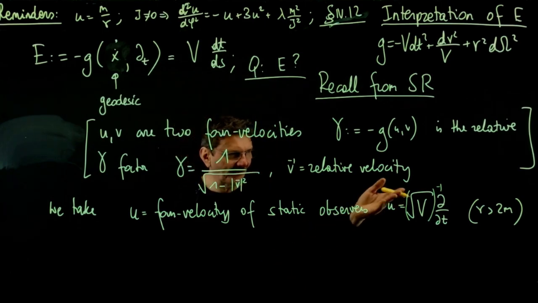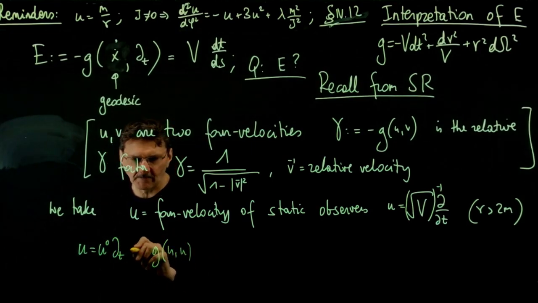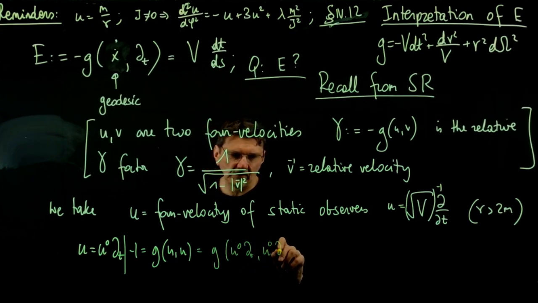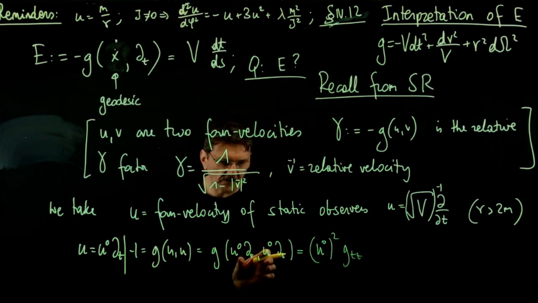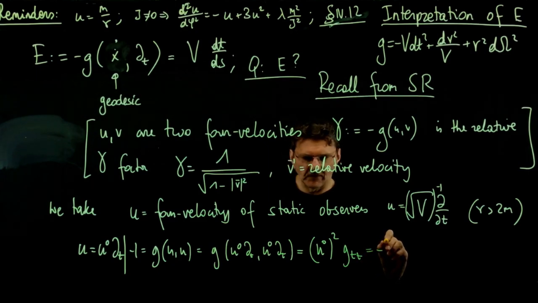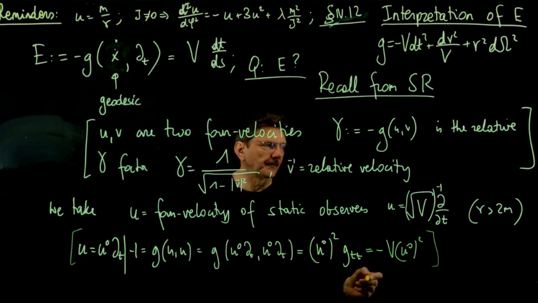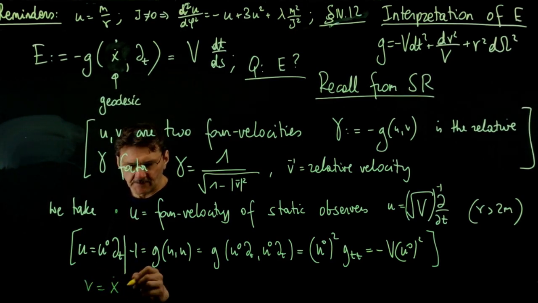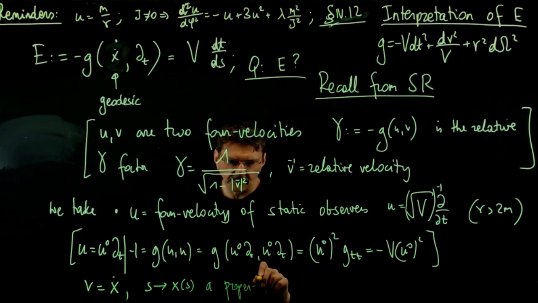Let me check this, because if I wrote it wrong... If we write u as u0 dt, then g of u, u should be minus one. This is g of u0 dt, u0 dt, which is u0 squared g_tt, factoring out the u0. So this is minus v u0 squared, and that's my formula. Good. So we take u, this four velocity of static observers, and v we're going to take x dot, the tangent, where x is a proper time parameterized time-like geodesic.